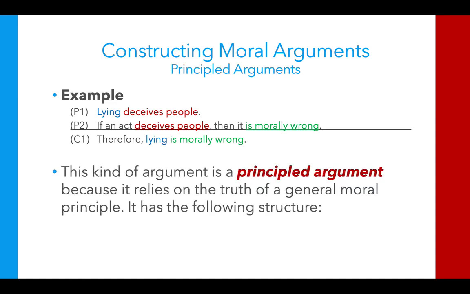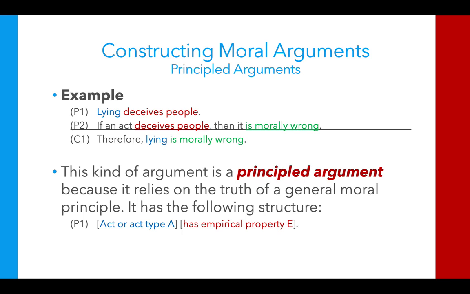This kind of argument is what I'm going to call a principled argument, because it relies on the truth of a general moral principle. It has the following structure. Premise 1 of this argument says that there's some act, or act type A, that has some empirical property, E. So I'll use A to refer to acts, I'll use E to refer to empirical properties.